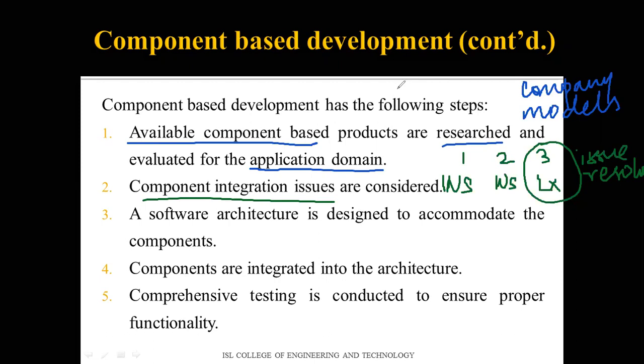Then the next one is a software architecture is designed to accommodate the components. It is like you're going to make a plan before you're going to design. Like before you're constructing a house, you make a particular plan. The same way you're going to make an architecture before you're going to accommodate all of the components within the software.